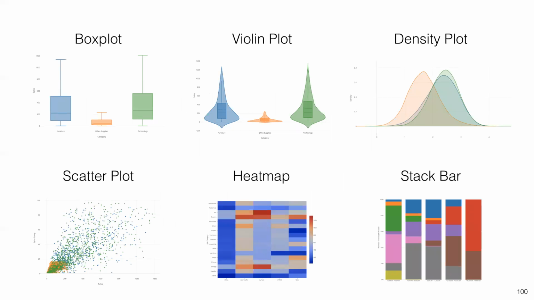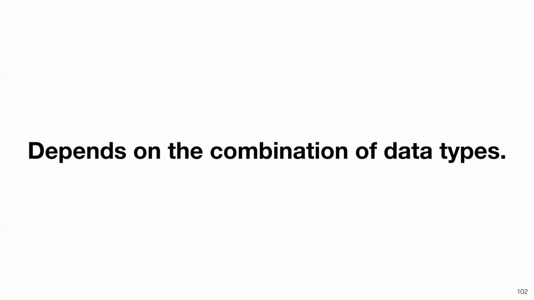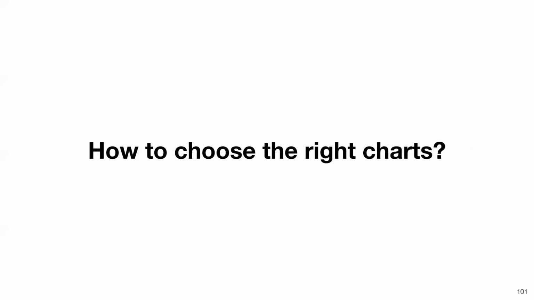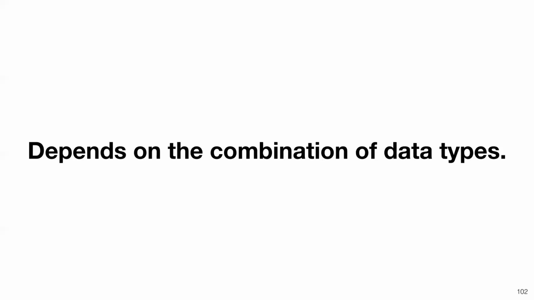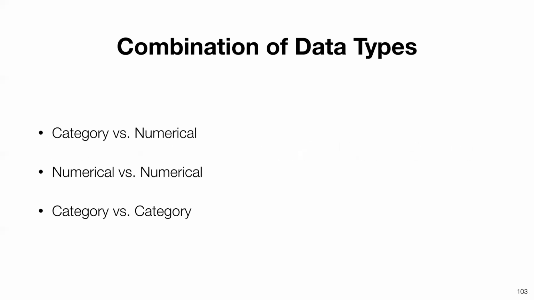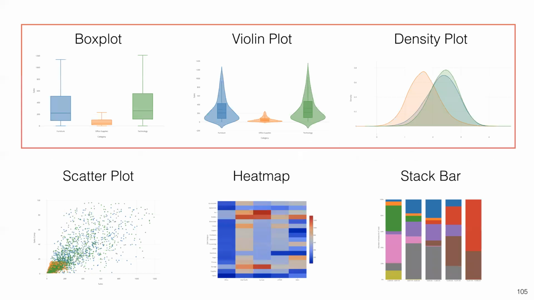Okay. There are a bunch of different charts, and I'm sure there are more, for example the bubble chart. But let's talk about these chart types. How do we choose the right chart to understand the association or correlation? It depends on the combination of the data types, for example category versus numerical and so on. I'm going to go one by one. Let's start with category and numerical. In that case, these are the charts that can be useful.